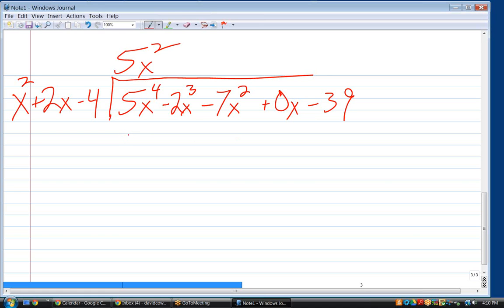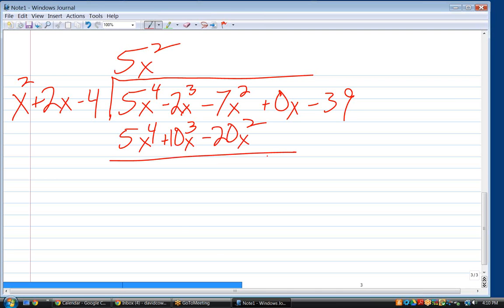And then get me started here. So 5x to the fourth, 10x to the third. Plus? Minus, yeah, plus 10x to the third, minus 20x squared. Okay. Go ahead and subtract those. I'll be back in 10 seconds. Hold on. All right.